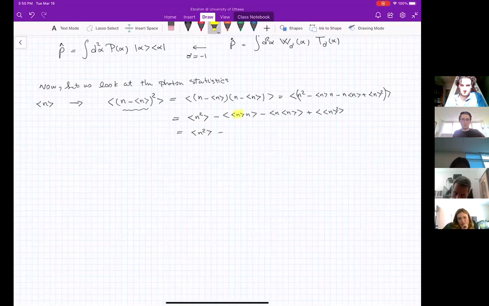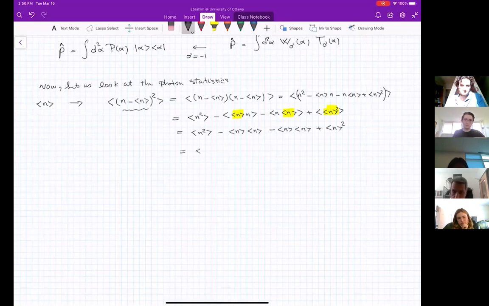So the first term will be n squared. N average is a constant. This one is a constant. Then doing the average, it will be n average times n. That one again will be n times n. And finally, you will get n squared. Clear?